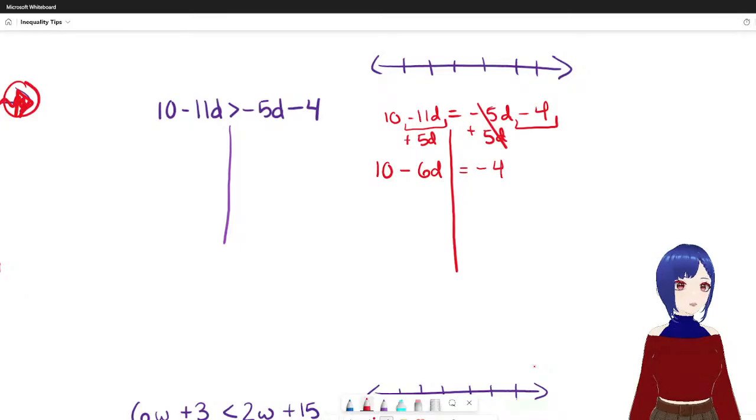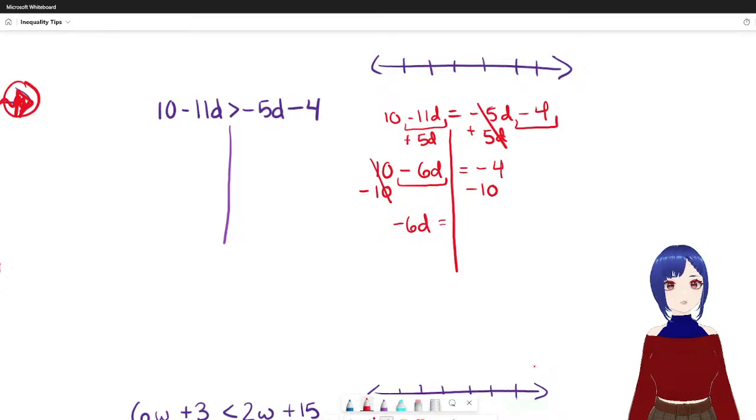So then what we have for this is now a regular equation, so we can continue like we're used to. The opposite of positive 10 is -10. If I subtract 10 from the left, I gotta subtract it from the right. 10 minus 10 is 0, so that cancels out. Do not lose that negative sign with the 6. -6d equals -4 minus 10, which will get more negative, so it's going to become -14.